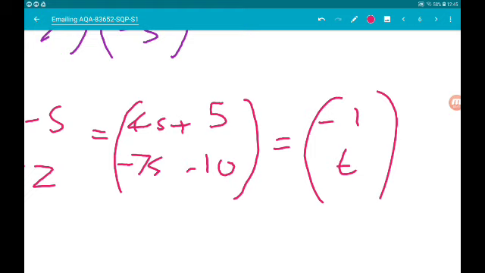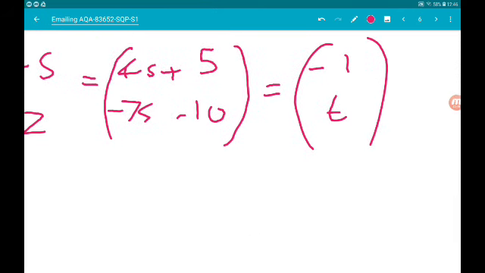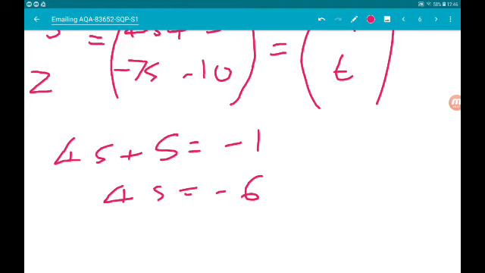Okay, so we know then, first of all, that 4s add 5 is equal to minus 1. So we can solve that for s. So take away the 5, 4s is minus 6, divide by 4, s is minus 6 divided by 4, which is minus 1.5.